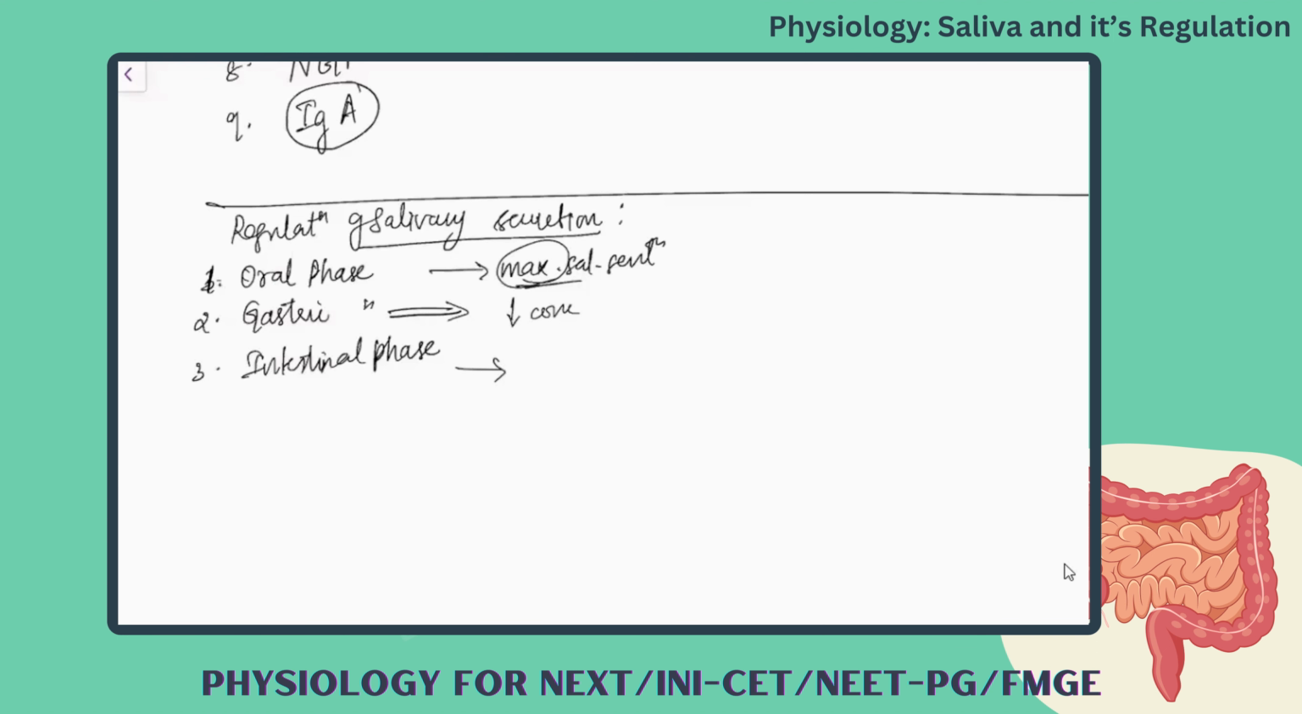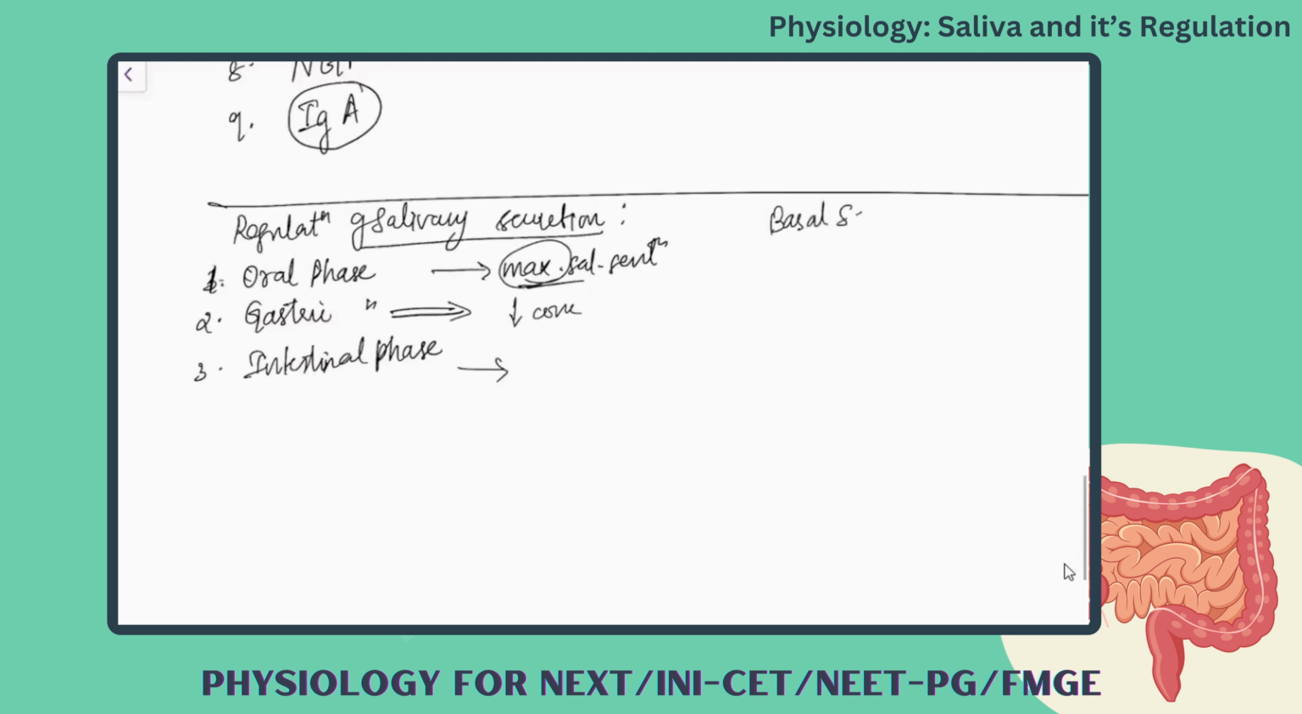That is what you call basal salivary secretion. The saliva which is secreted during the oral phase is what you call active salivary secretion. That is happening because of the presence of food in the mouth. Okay, clear? And during the intestinal phase also you have salivary secretion, but it is of low concentration.